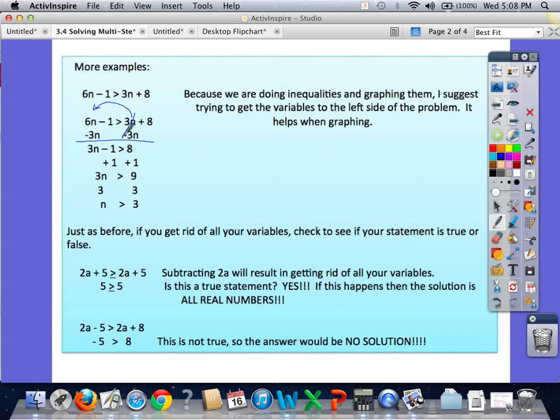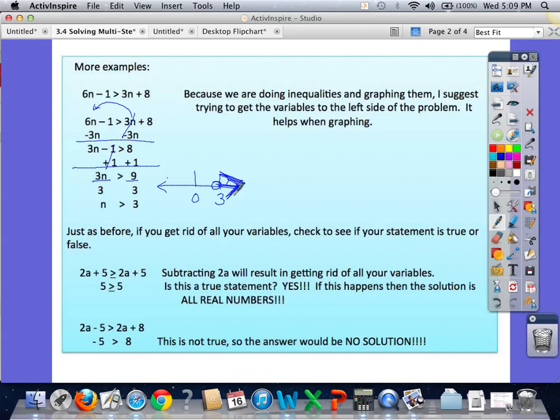These cancel. You're going to add 1 to both sides to undo this negative 1. So adding negative 1 and 1 makes 0. 8 plus 1 is 9. Bring down your 3n. 3n is greater than 9. Divide by 3 both sides. And you will get n is greater than 3. And of course, graphing. 3 is on the positive end. Greater than means it's an open circle, and because the inequality is pointing towards the 3, that's the way to go.